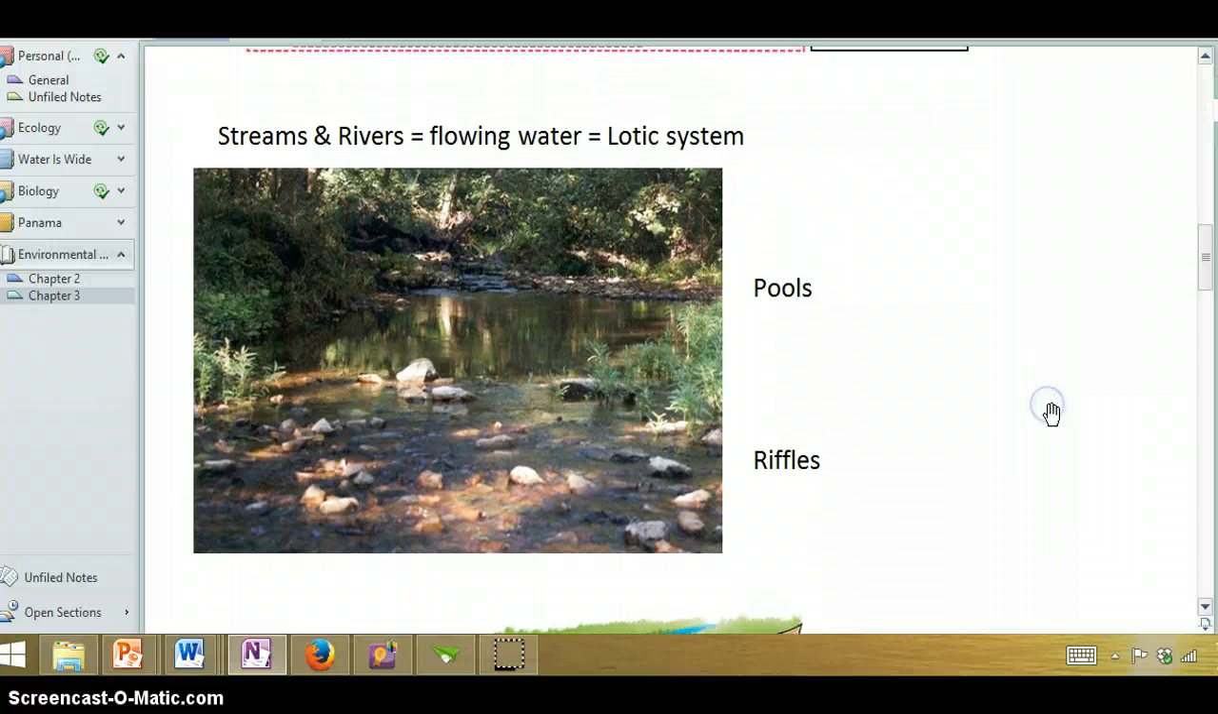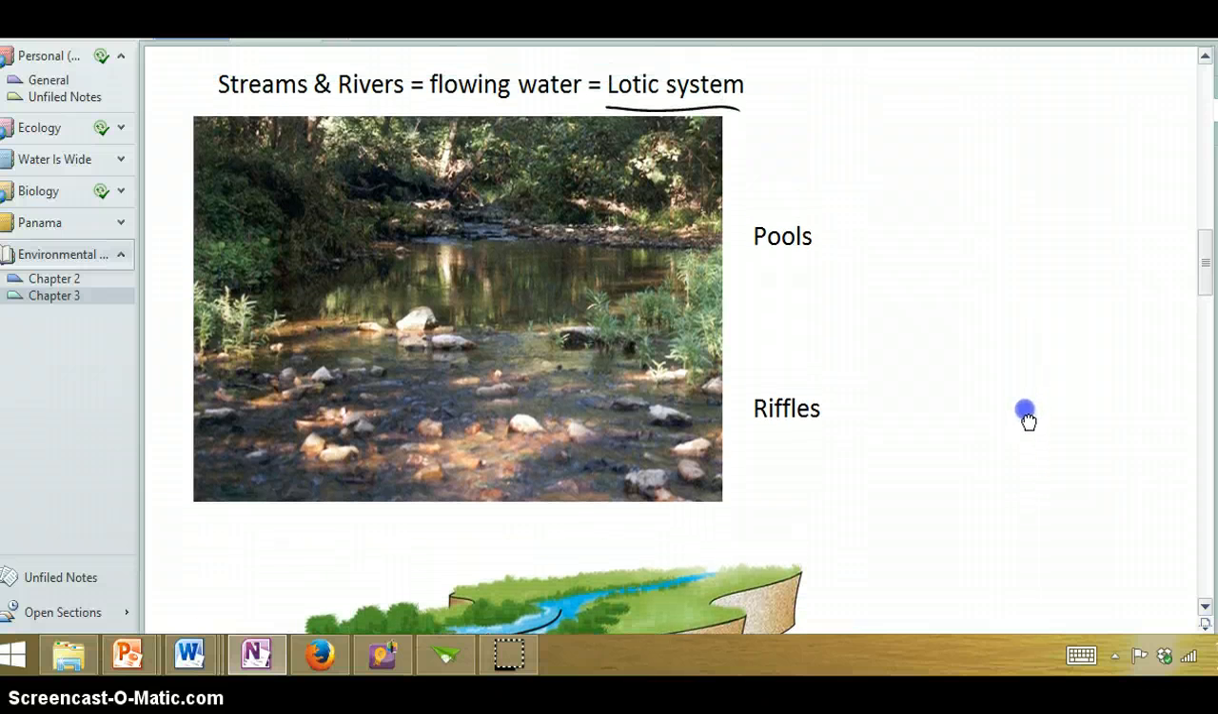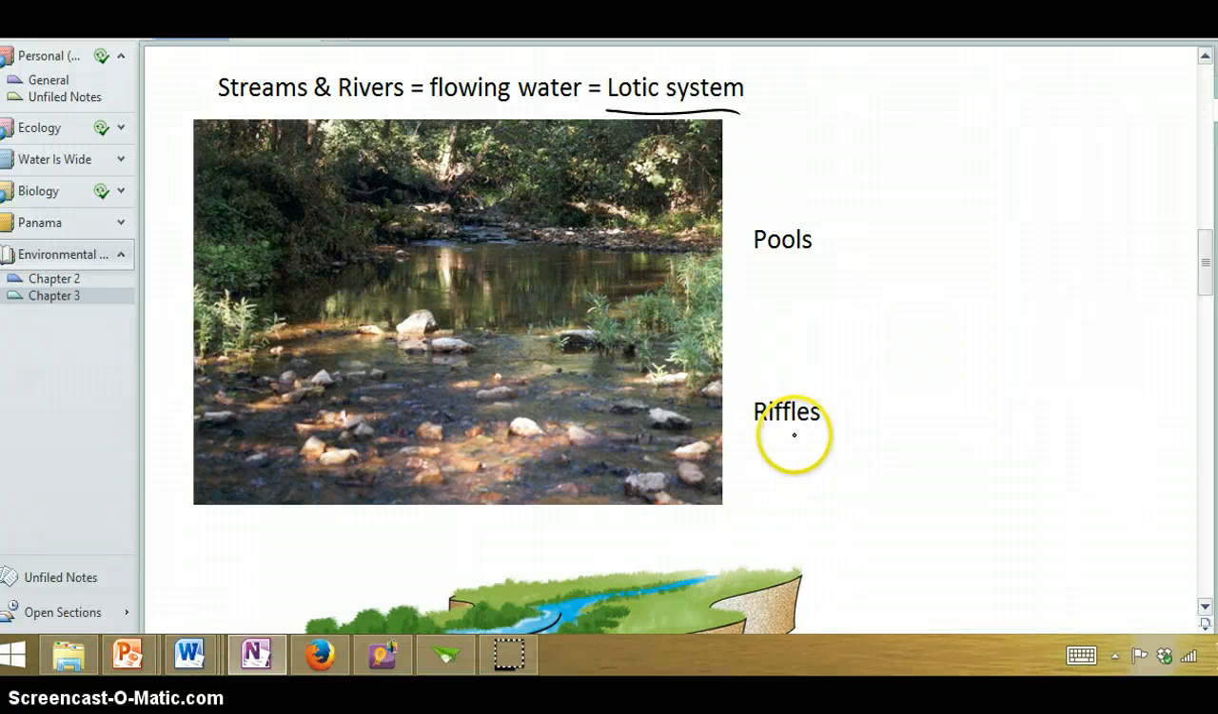So some terms here. When you have moving water, we call these lotic systems. And when you look at a stream or river, of course, there are some parts of the river where the water is relatively shallow and moving much more quickly, and other areas where the water tends to slow down. It's still moving somewhat, but much more slowly. We know these as pools.